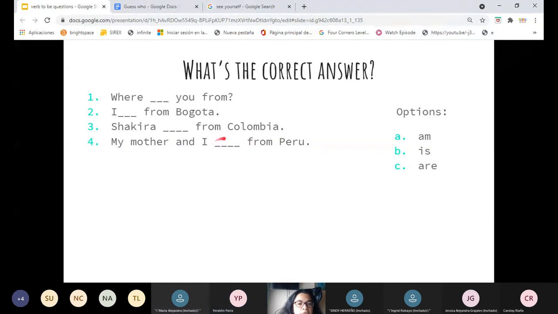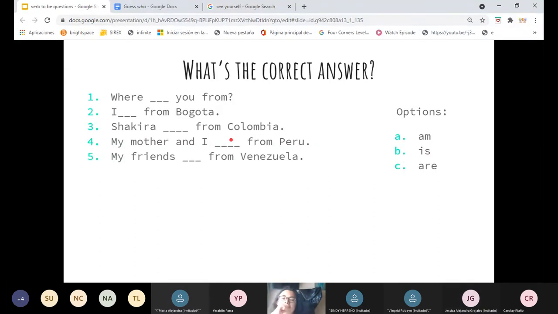Okay, so can you please read the answer here, guys? My mother and I are from Peru. That's right. Entonces hay que tener en cuenta cuando utilicemos I, si hablamos solo de mí o estoy incluyendo a alguien más. Si incluyo a alguien más, seguramente va a ser are. Si solo estoy hablando de mí, va a ser am. ¿Ok? ¿Cómo reemplazaríamos "my mother and I"? ¿Con qué pronombre lo podríamos reemplazar? We. That's right. Good.